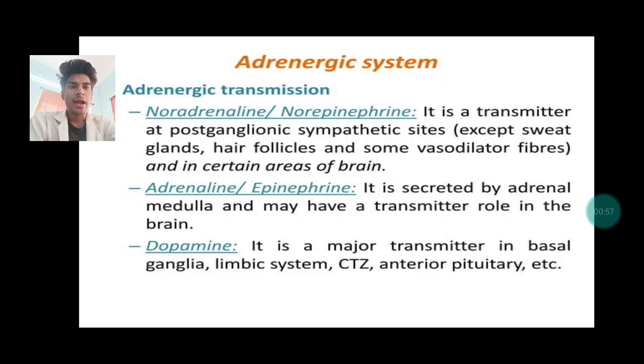Adrenergic system, adrenergic transmission. Noradrenaline is the transmitter at postganglionic sympathetic sites. Adrenaline is secreted by adrenal medulla and may have a transmitter role in the brain. Dopamine is a major transmitter in basal ganglia, limbic system, anterior pituitary, etc.